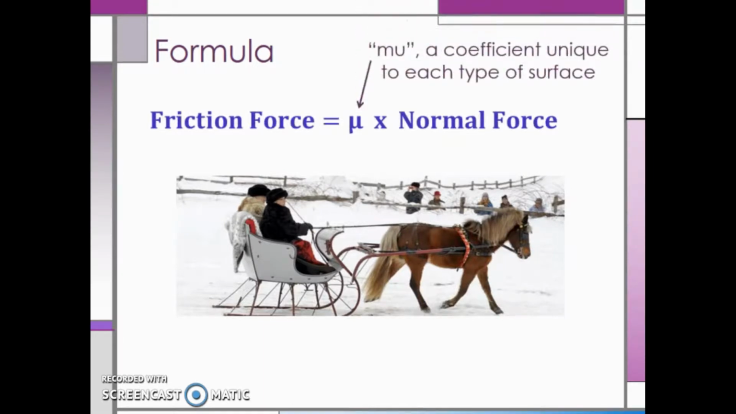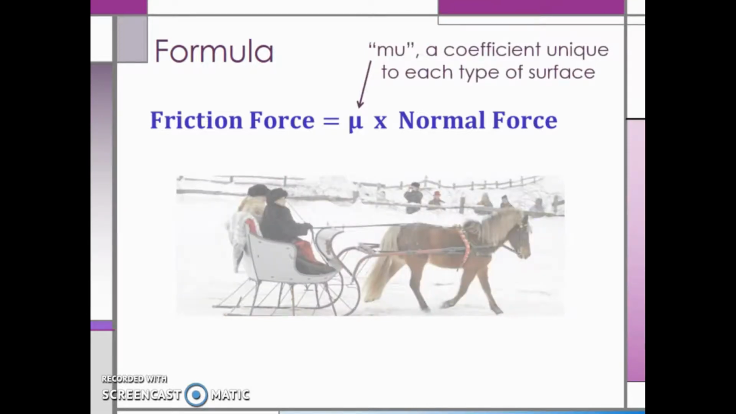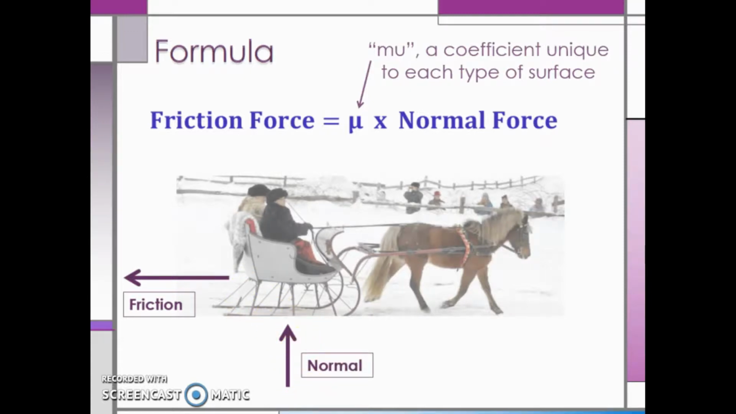In this case, mu is a coefficient that is unique to each type of surface. Mu does not have any units. Looking at this picture, the frictional force pointing in the opposite direction the sleigh is traveling is equal to mu multiplied by the normal force between the ground and the sleigh, which points up.